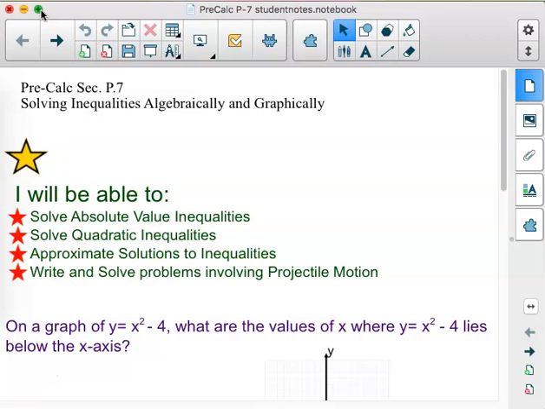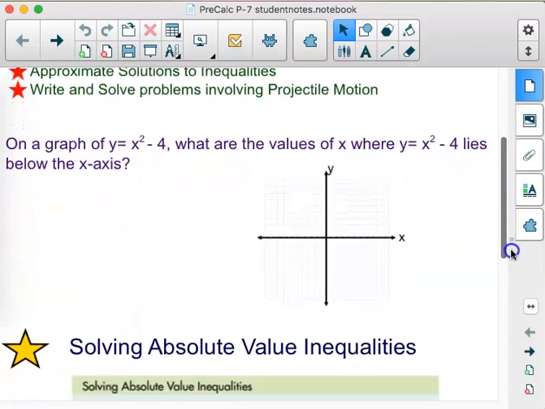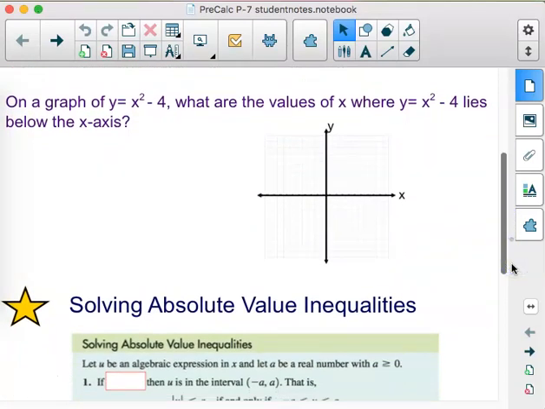Solving quadratic inequalities. They maybe had a little bit of time last year to cover that. And then we're going to approximate solutions to inequalities and write and solve problems involving projectile motion. We won't get to that until tomorrow. So we're going to go, I think, through everything quadratic today, and then we'll stop and say, hey, let's leave the rest of this for finishing up for tomorrow.